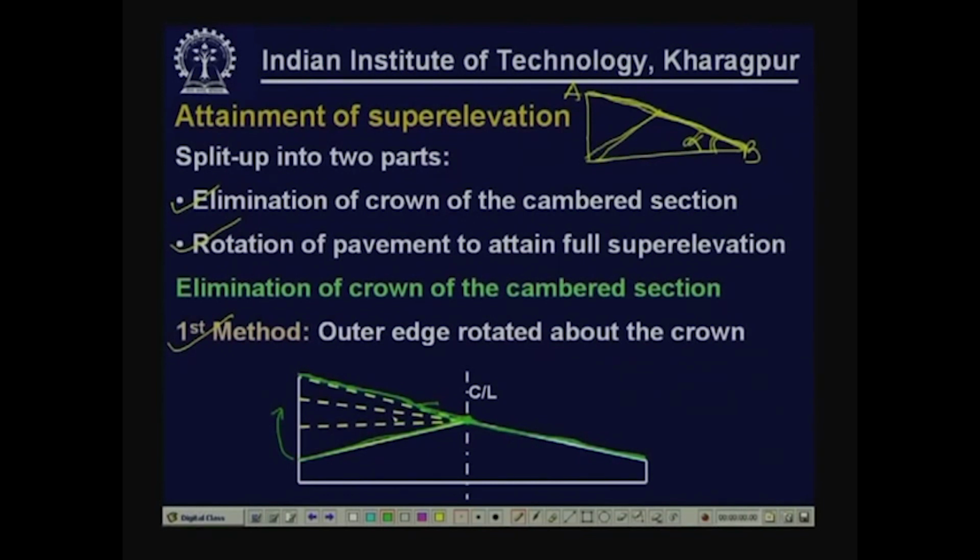Now, this has primarily two disadvantages. You can see in this case the outer edge is rotated gradually. So, if we take a position in the beginning before we rotate the outer edge, then the outer edge has a slope equal to the required camber.